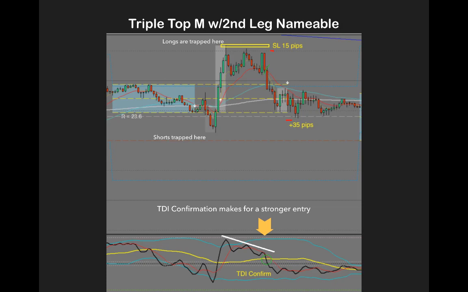This is a triple top, an M structure with a second leg nameable pattern. We have our Asian session, the Asian box range. They break out of the box down here. Normally this would be your first leg for a W, but they never came back and gave you a second leg. So this is not a W trade.